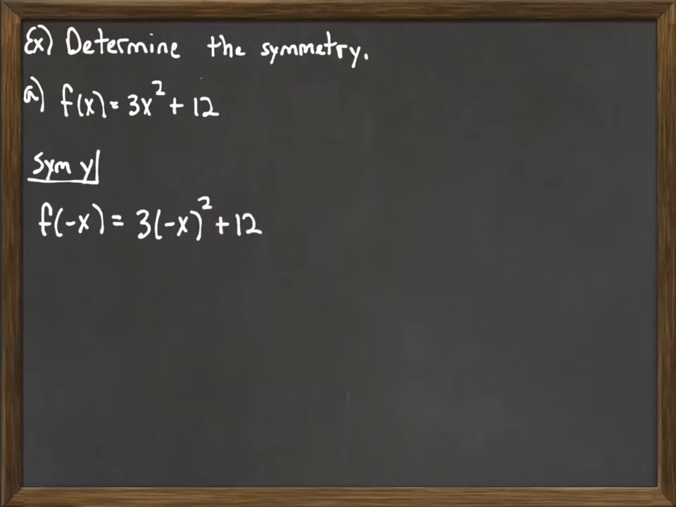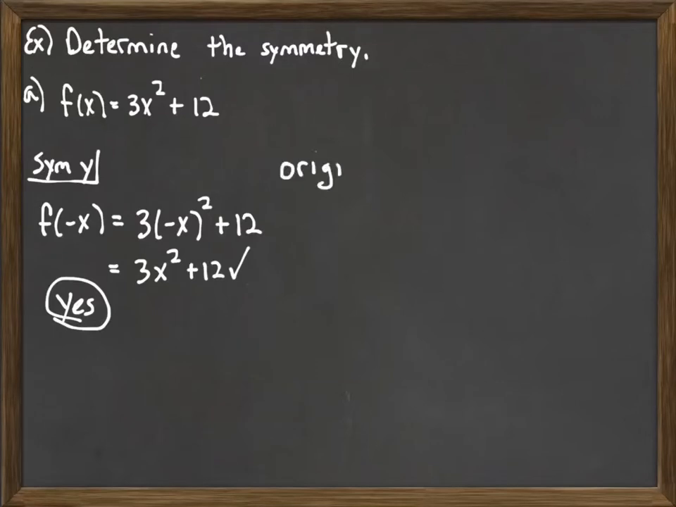Now remember, as we simplify here, a negative raised to the second power is just going to cancel out and become a positive. And so we're actually going to get 3x squared plus 12. And so yes, we do have symmetry about the y. Okay. We then move on and do our second test for symmetry, which is symmetry about the origin.